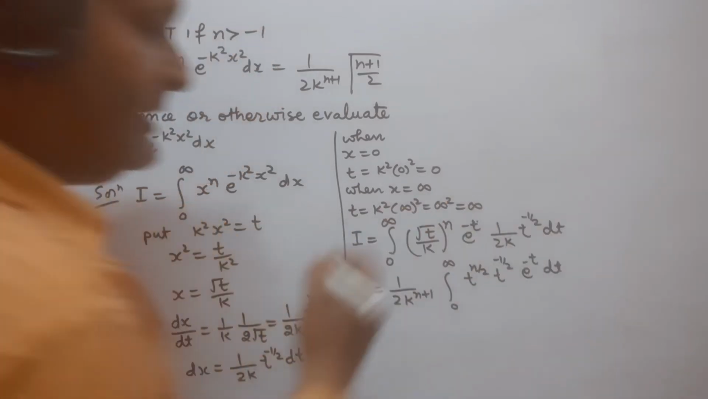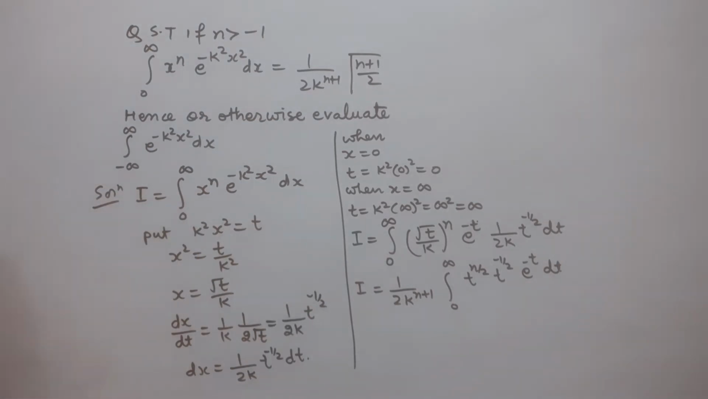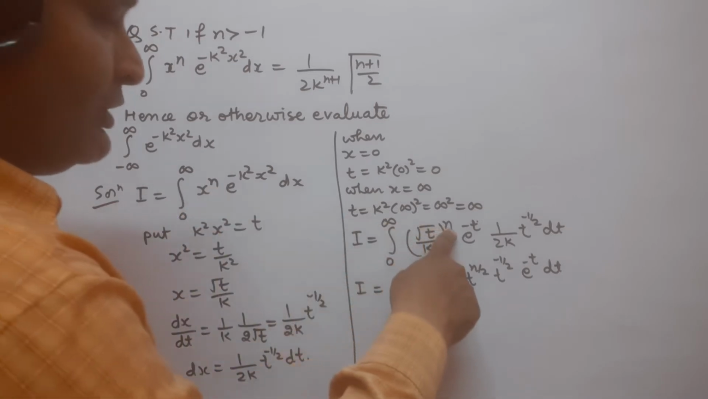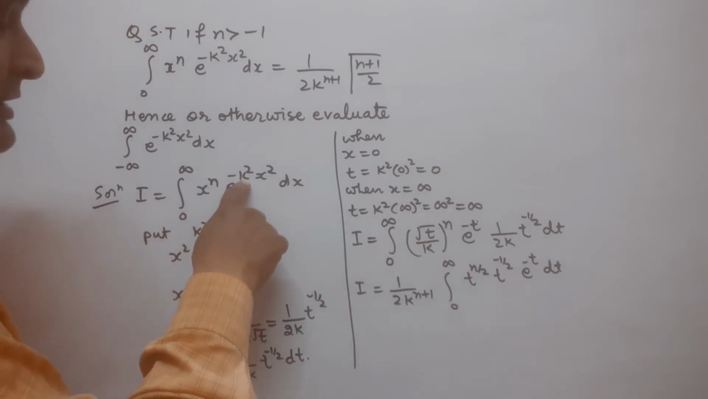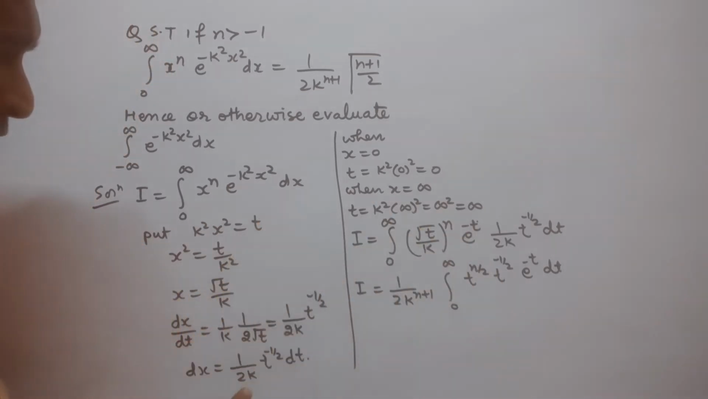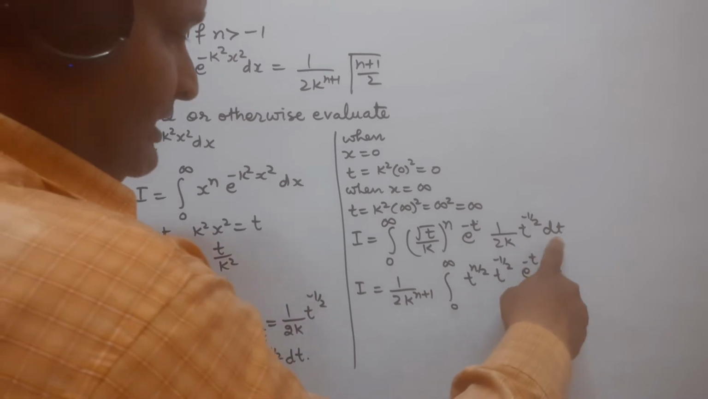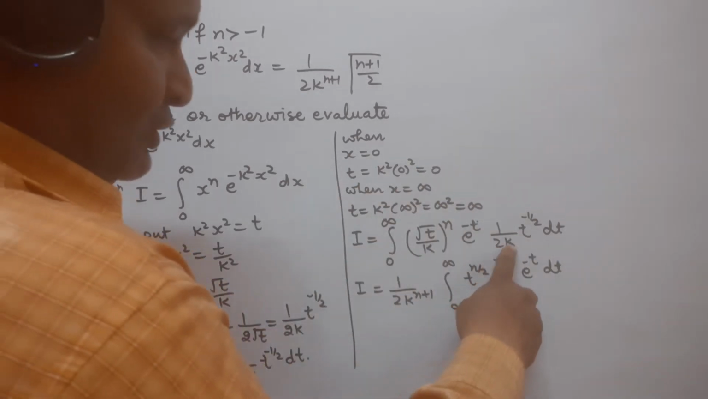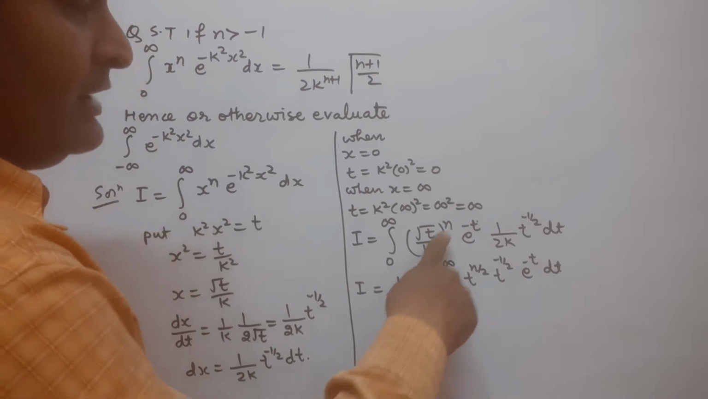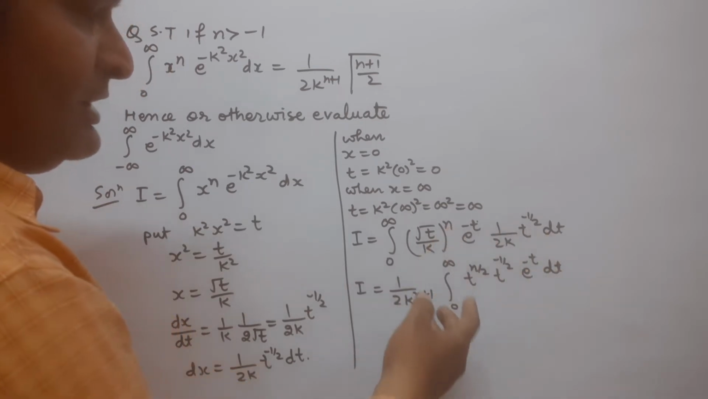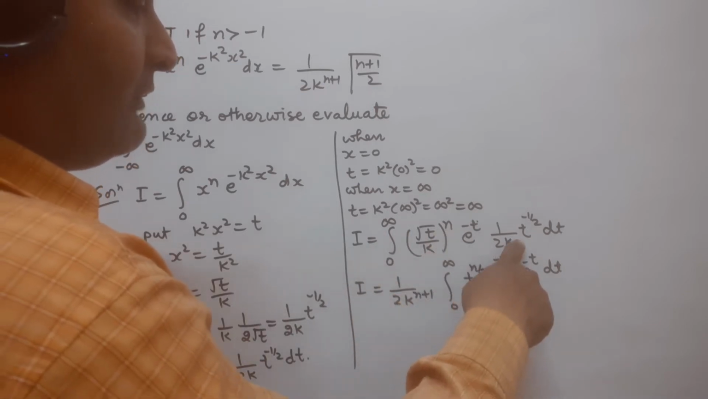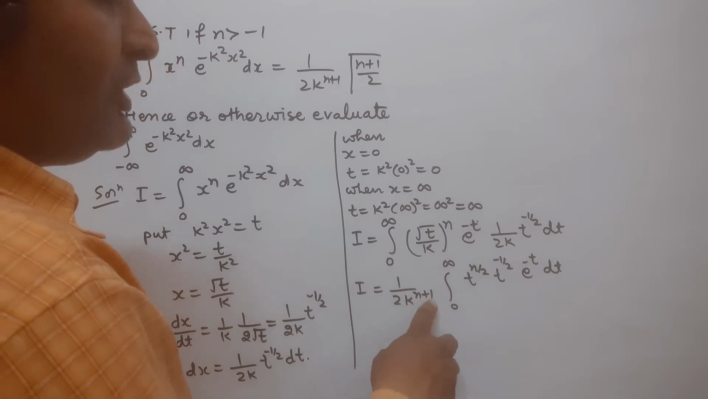आप देख सकते हैं यहाँ पर इसके प्लेस पे रूट टी अपॉन के सब्स्टिट्यूट किया है, इसकी होल पावर एन थी, यहाँ पावर एन हो गई, और ई की पावर माइनस के स्क्वायर एक्स स्क्वायर के प्लेस पे टी सब्स्टिट्यूट किया है, और डी एक्स के प्लेस पे 1/2 के ई टी टू पावर माइनस 1 by 2 डी टी. Here 1/2 k is constant, so it will be outside the integral sign, and here k to the power n is also constant with respect to t, so it will be outside the integral sign. So k to the power n and k to the power 1 will be added, so this is k to the power n plus 1.